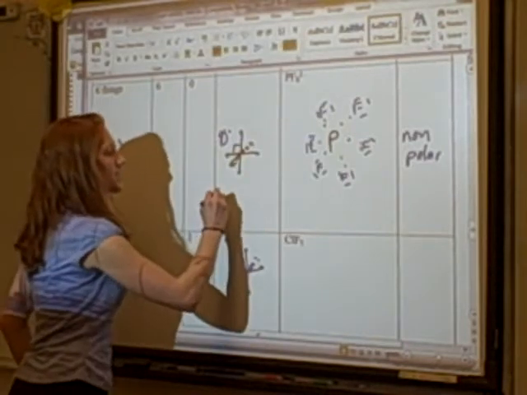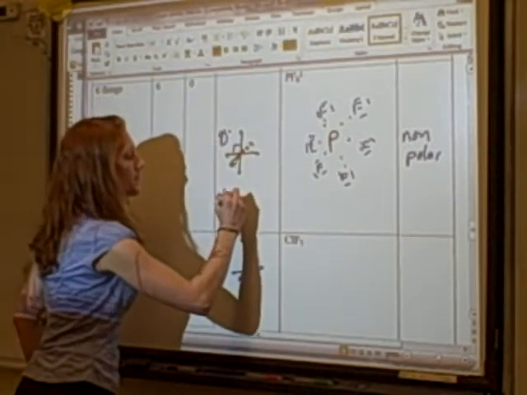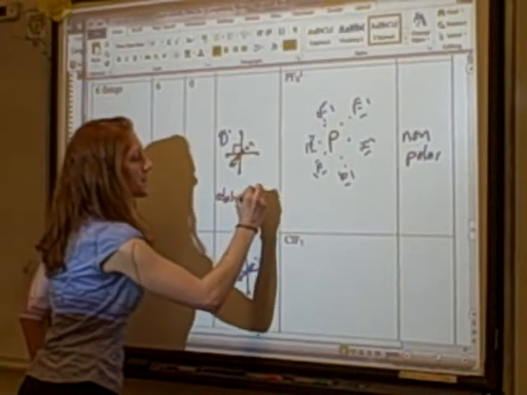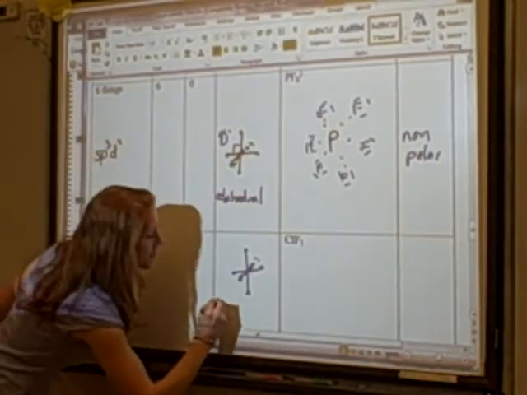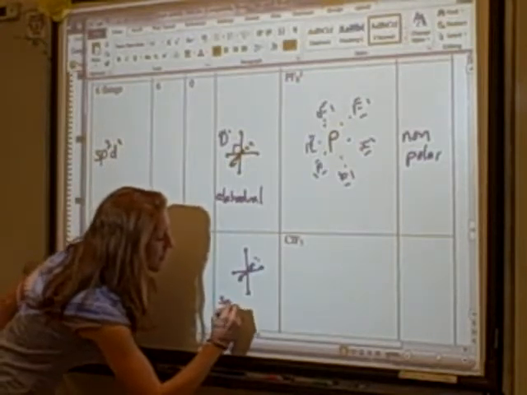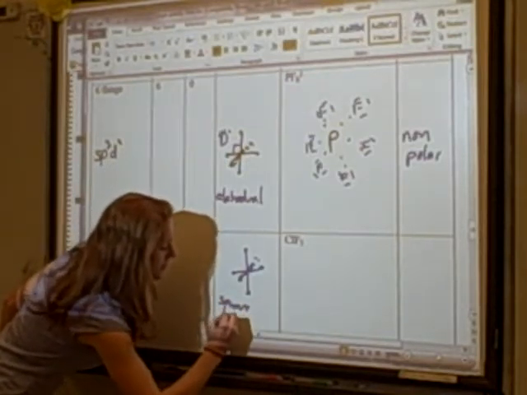So this guy was octahedral for the 6 atoms being attached. And this guy is going to be square pyramid.